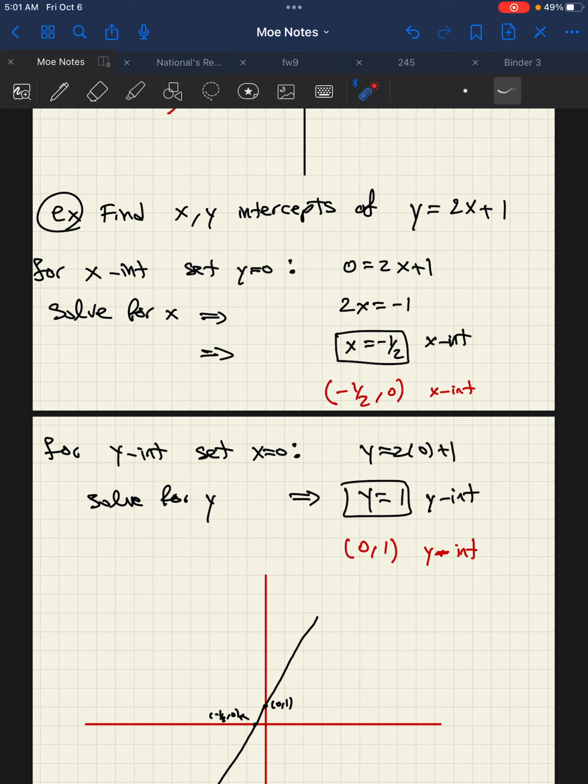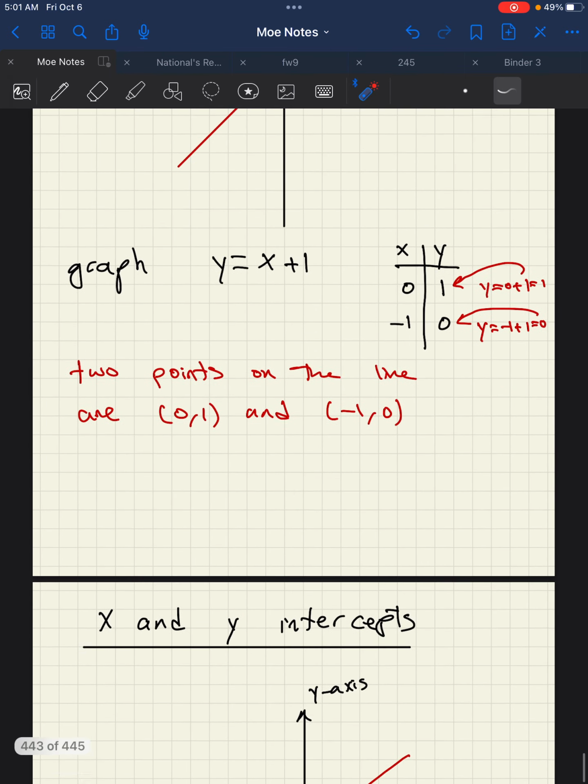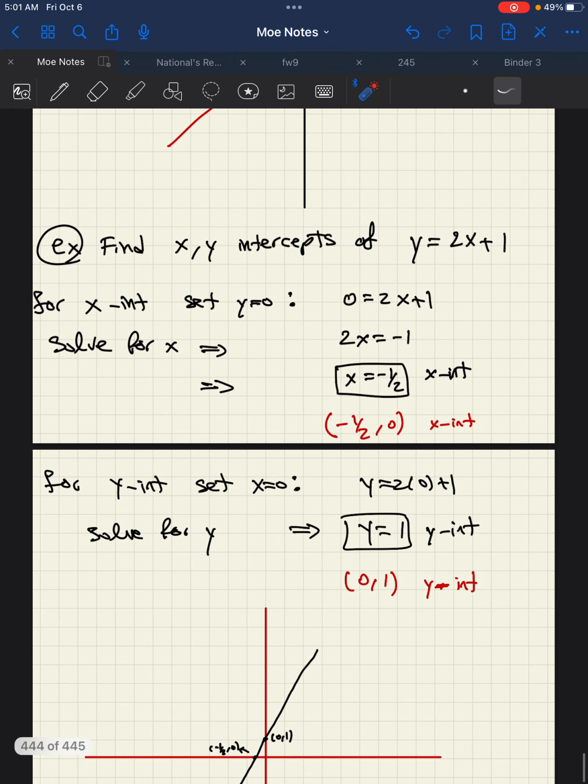If the question is asking you to find an x and y intercept, for x-intercept you set y equals 0, you solve for x. For y-intercept you set x equal to 0, you solve for y. Boom, done. If it didn't ask you, you can pick your own easy points. In fact, the y and x intercept is easy to do anyway.